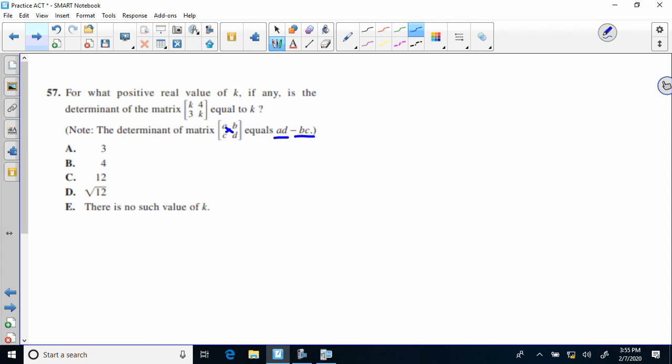So you're going to multiply down. So k times k is k squared. You always subtract, multiplying up, 3 times 4, which is 12. And they told you that was equal to k. This is a quadratic. It's something squared, so you're just going to get it all on one side and factor. So subtract k to the other side of the equation, and you get the quadratic equal to 0.